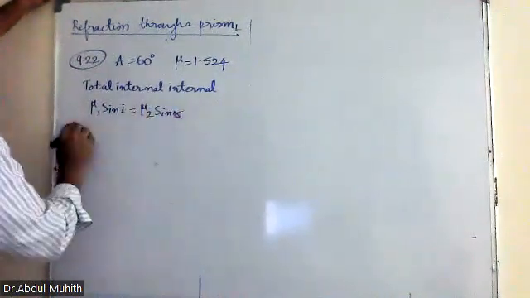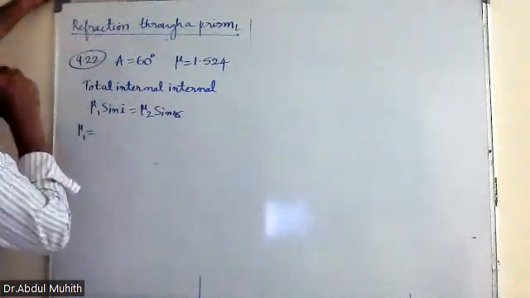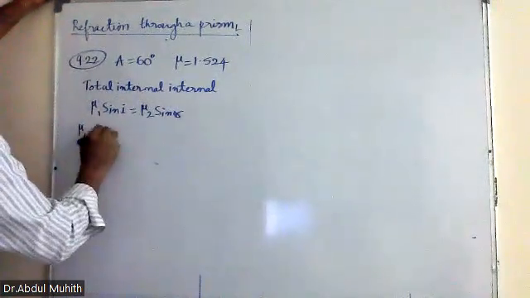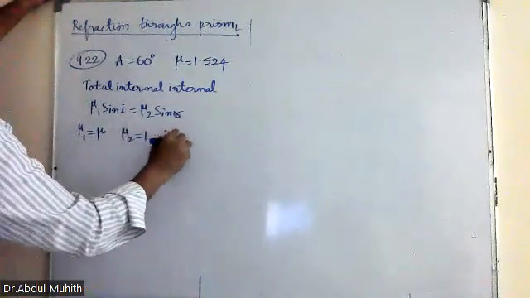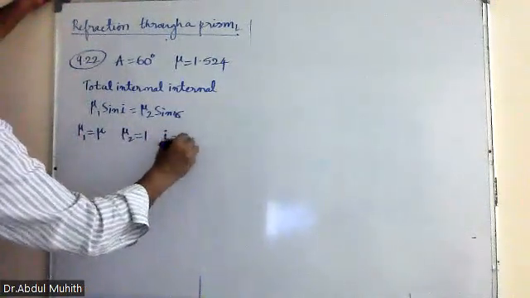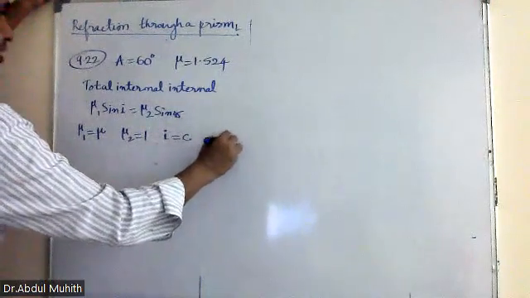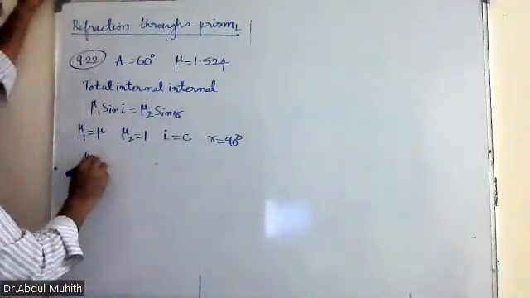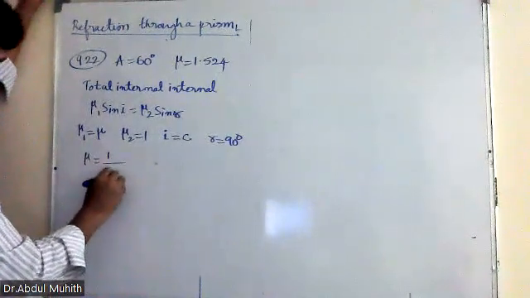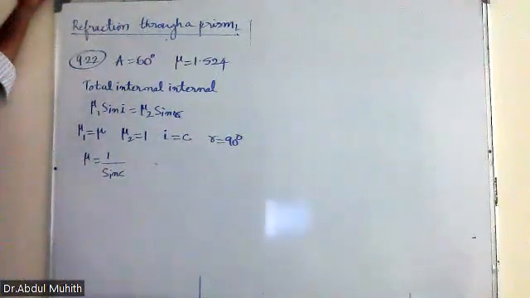So here what we have taken, mu1 is denser to rarer medium. Mu1 is mu, then mu2 is 1. Angle I is the critical angle, we don't know how much it is. Angle R is equal to 90 degrees. When we substitute that, we get mu is equal to 1 by sin C. For critical angle, this is the formula. Mu is equal to 1 by sin C.